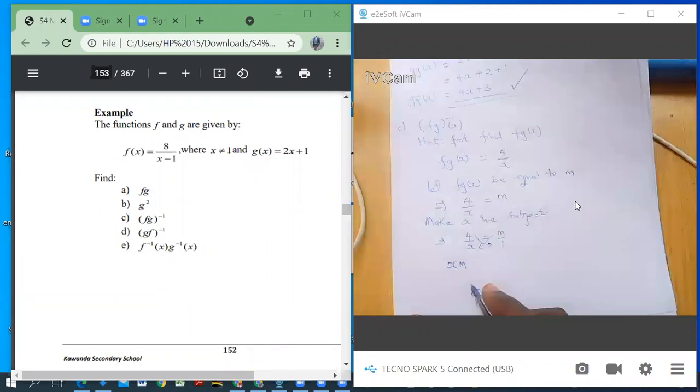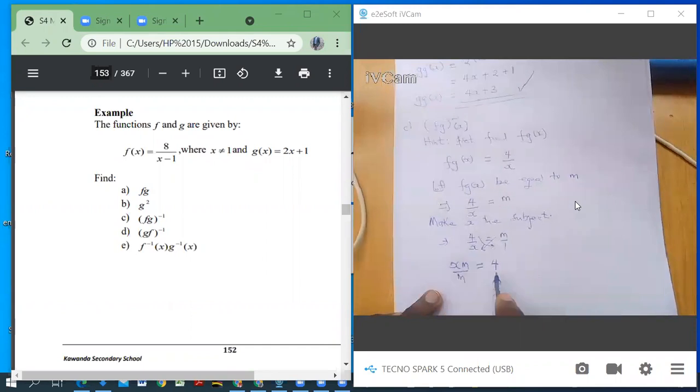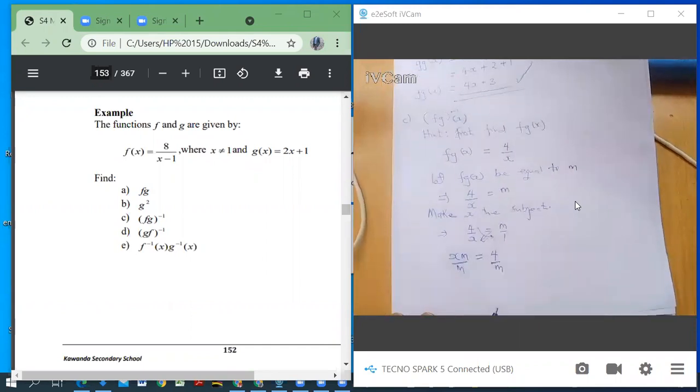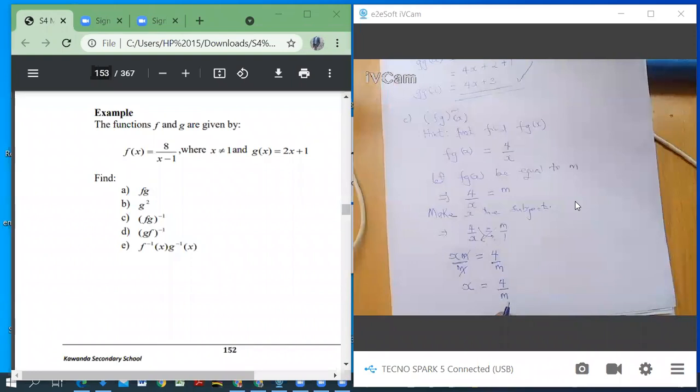Are we together? Equals 4 times 1, we get 4. Remember, we are making x the subject, so we divide all through by m. We divide all through by m, so m will cancel out. Then we remain with x equals 4 over m. That was the first step.